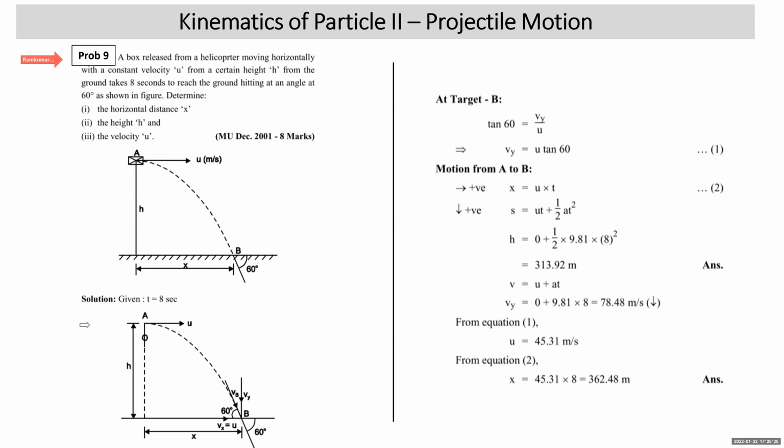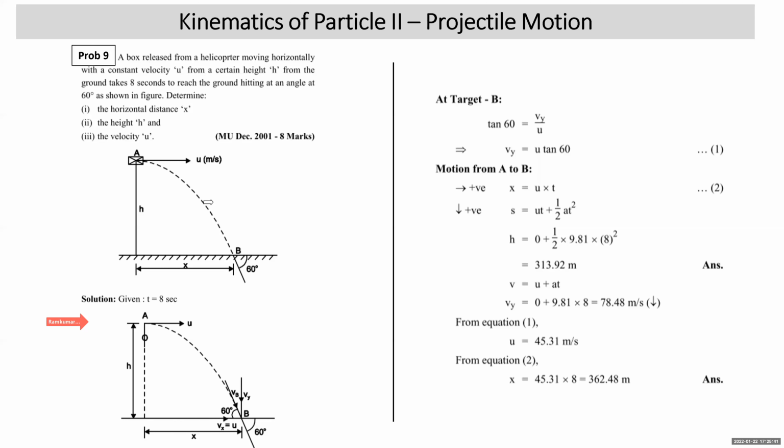Now you can see that in the solution, I have drawn a simplified diagram. In that, A is the point of projection. You have thrown the projectile horizontally with velocity u. So the horizontal component of velocity is u. This is the elevation of point A with respect to B, h. The horizontal distance between A and B is x.